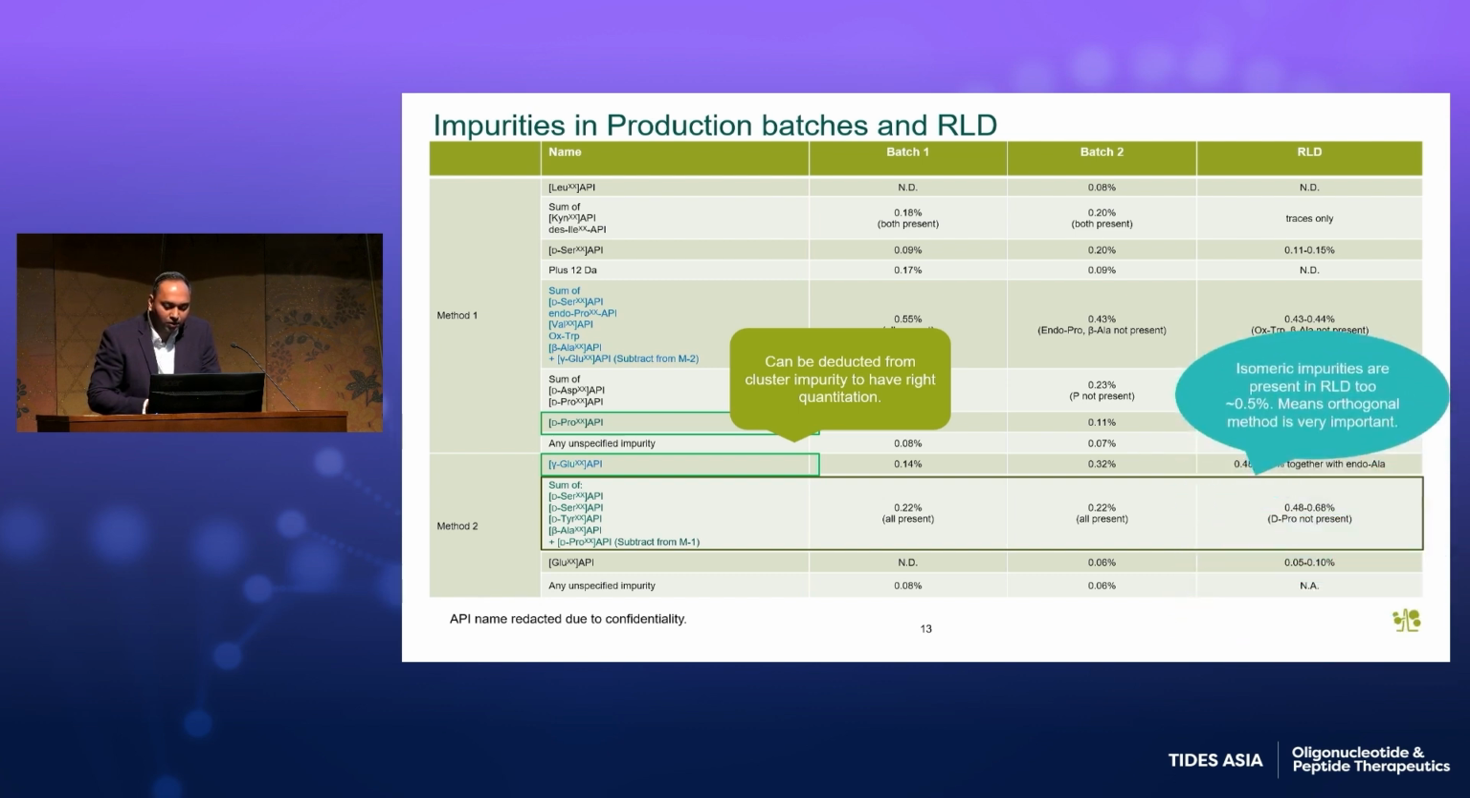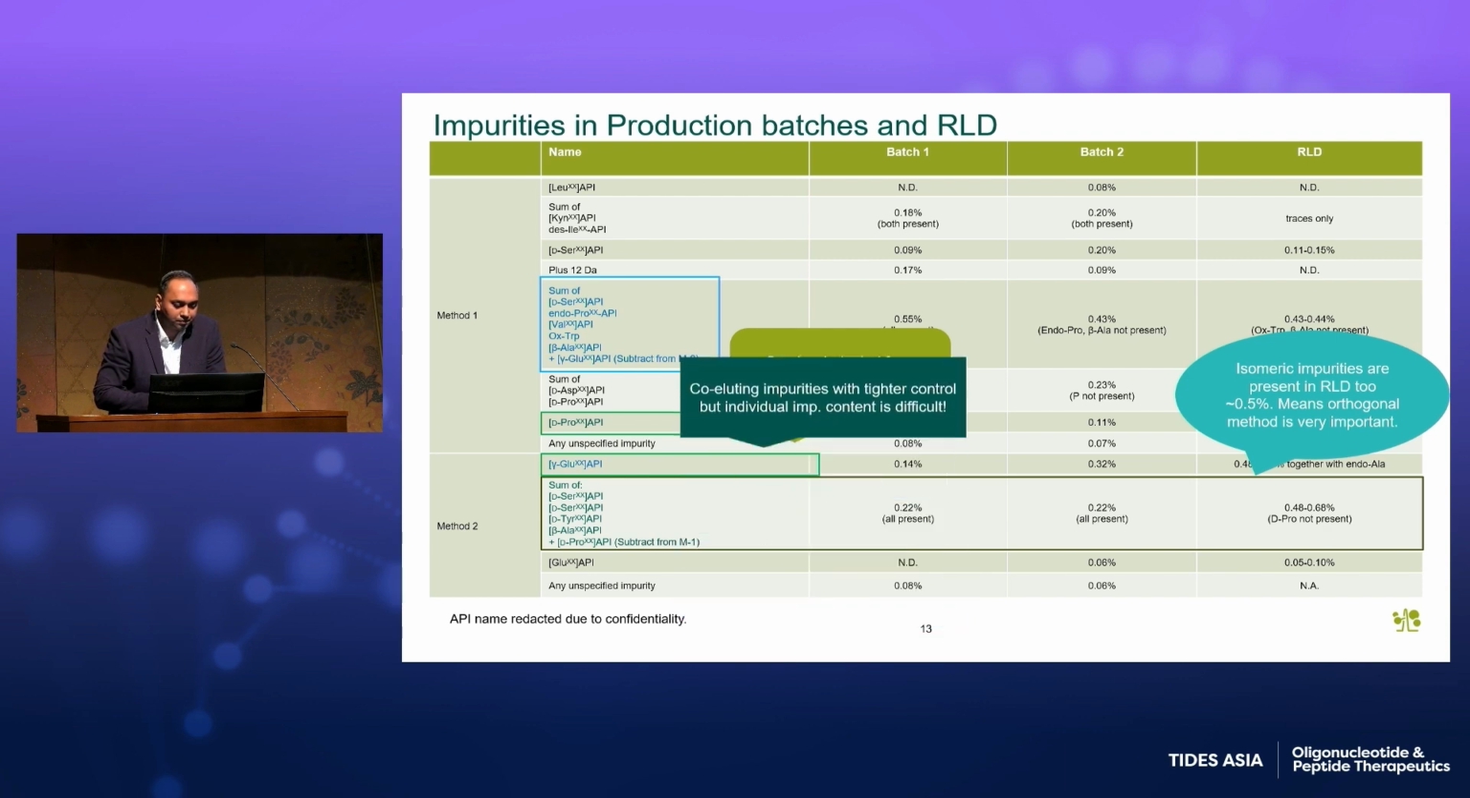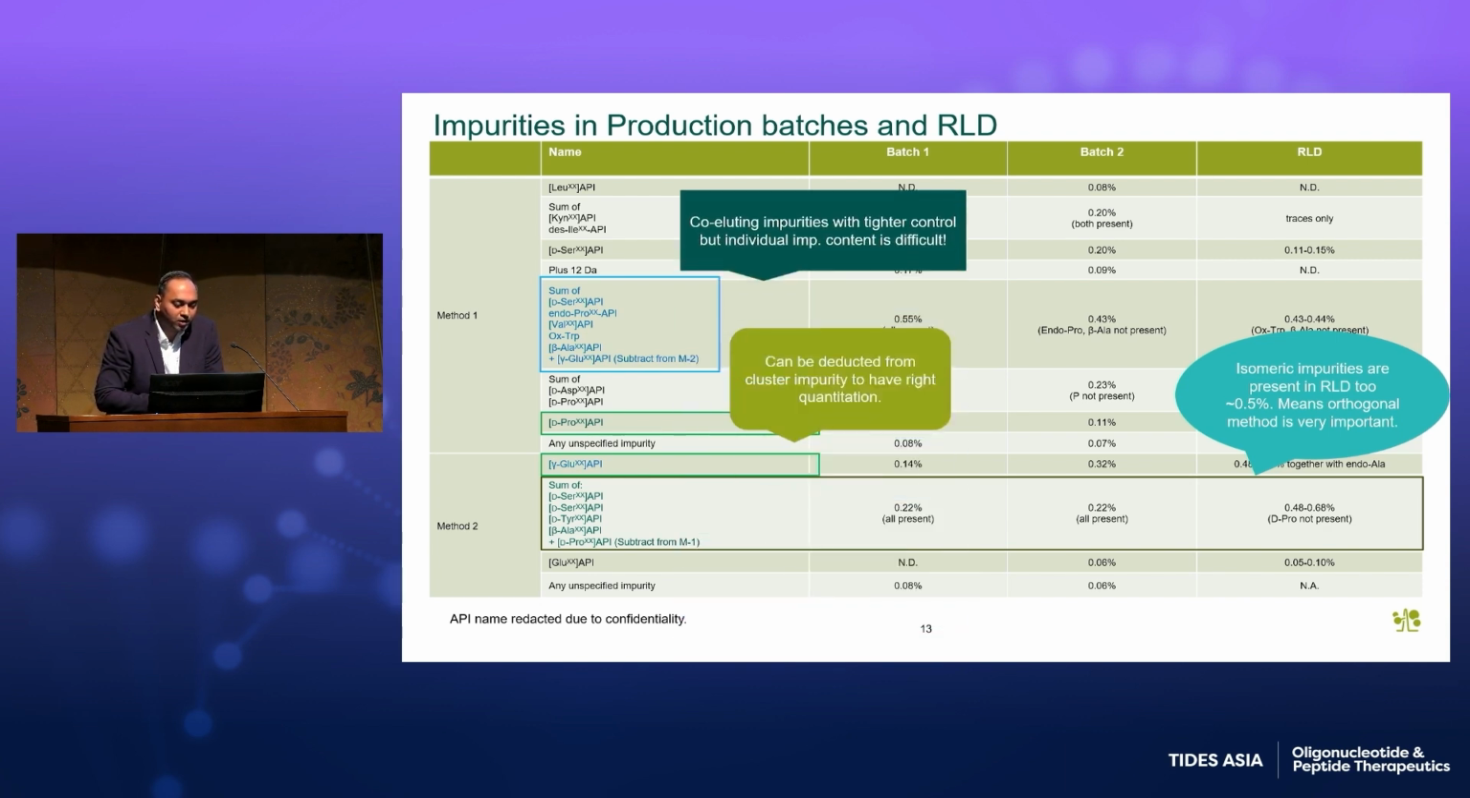And isomeric impurity, if you see, if we had not developed the right orthogonal method, this level of impurity was also there in RLD. If you see our batches, it was less, but in RLD it was high. So having an orthogonal method is very important. A co-eluting impurity with tighter control, but individual impurity content is difficult, because that's the real challenge at this moment.